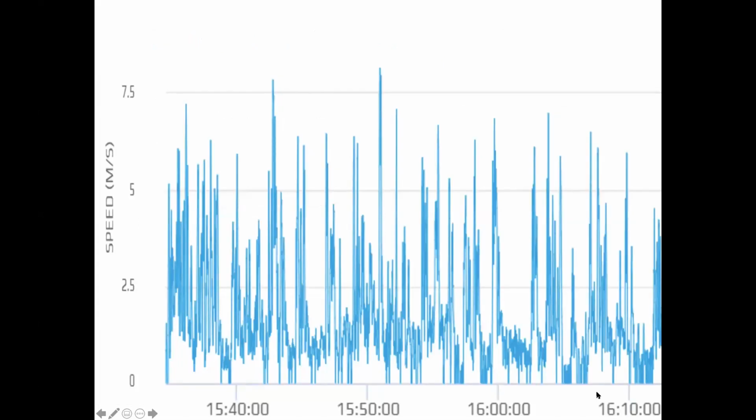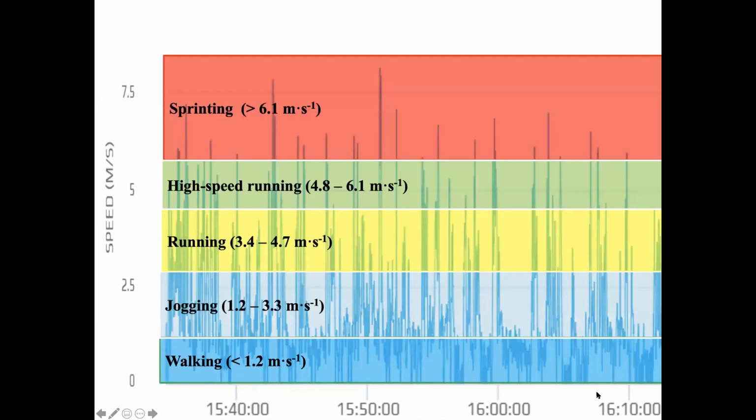Now here we see a typical activity graph from a player's first half. We see the time along the bottom and the speed of movement in meters per second across the side. So every line that is going up is an increase in speed, and every line that is going down is a decrease in speed. So to quantify this distance covered at each speed, we use 5 different speed zones: walking, jogging, running, high-speed running, and sprinting.